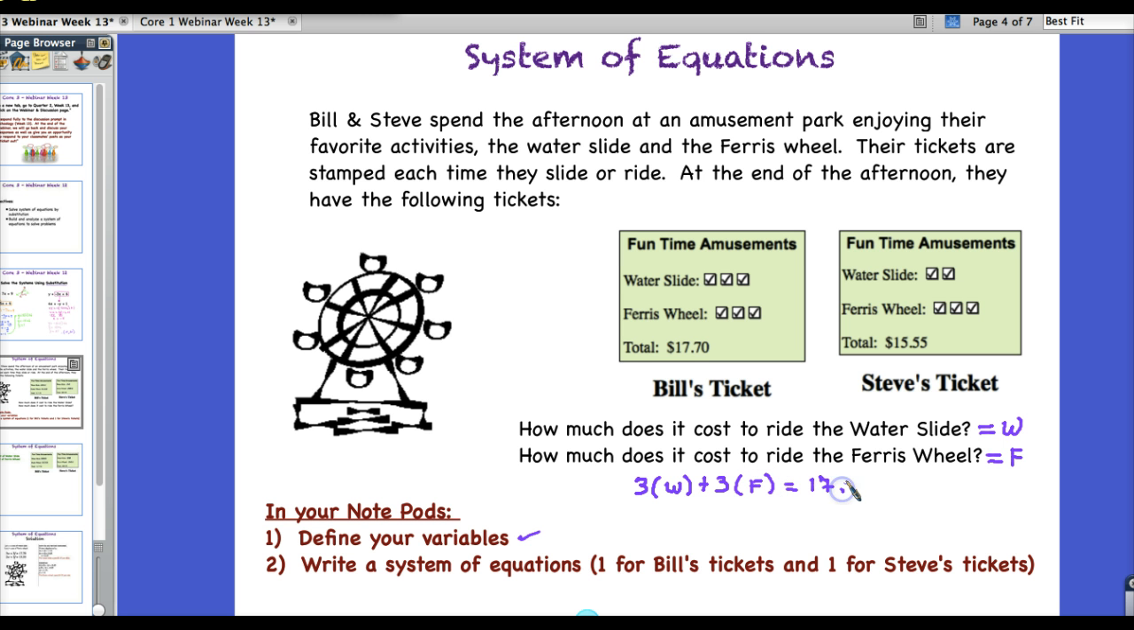So nice job, you guys. You were totally awesome with that. And then we do the same thing for Steve, right? So he only rode the water slide twice, and he did ride the Ferris wheel 3 times. He must have loved the Ferris wheel. And he paid $15.55. So you guys, here's where you win, right?